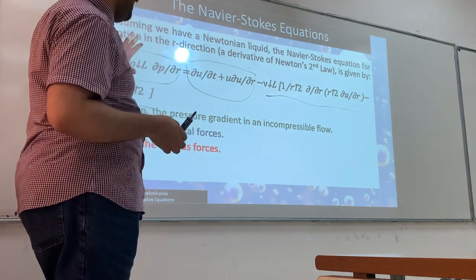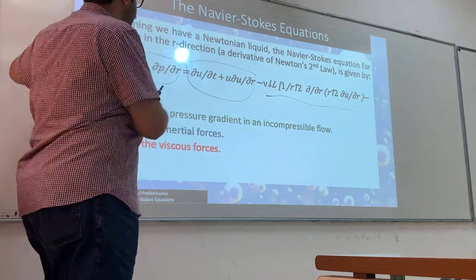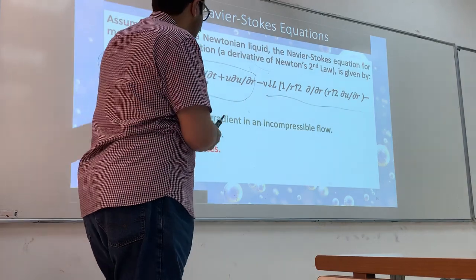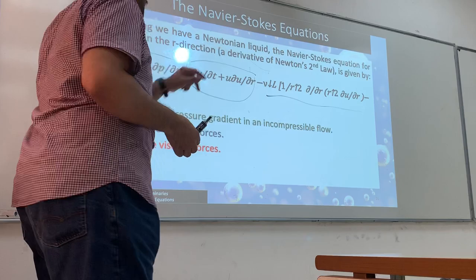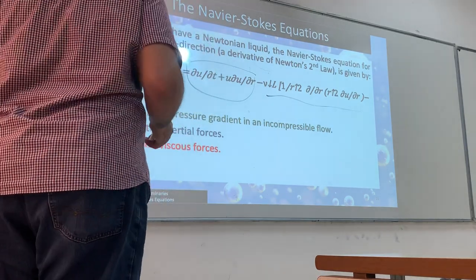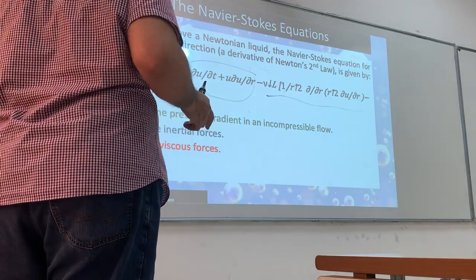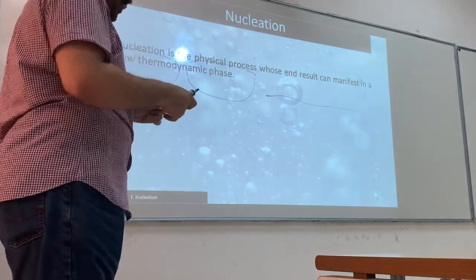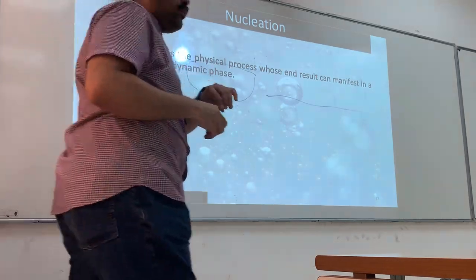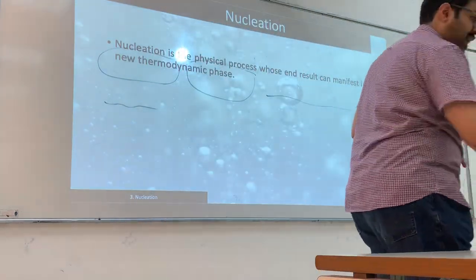In green, the pressure gradient in the incompressible flow. So this is, in blue, the inertial forces, okay? So this keeps inertia. And in red, the viscous forces, okay? The viscous force will be very important for the radial intensity equation. Okay, so with that said, we can now go quickly through to quantum mechanics.